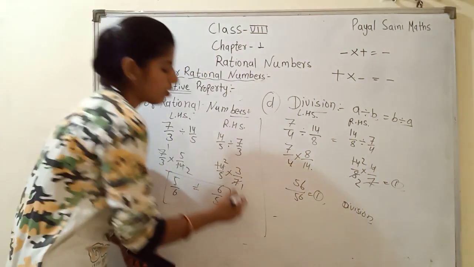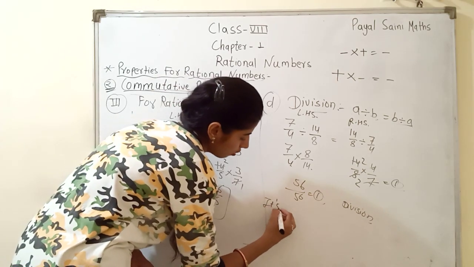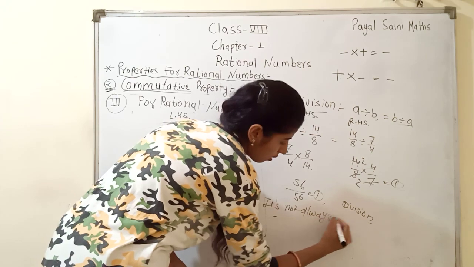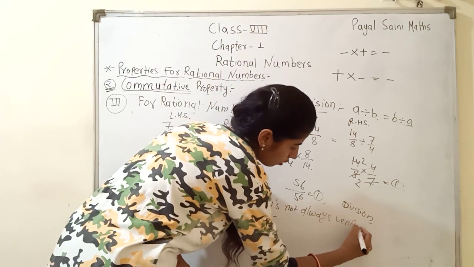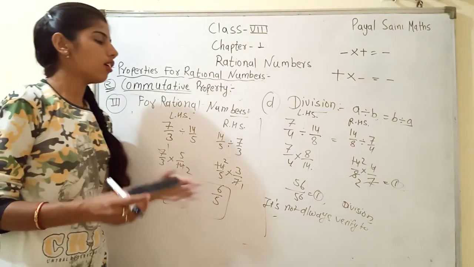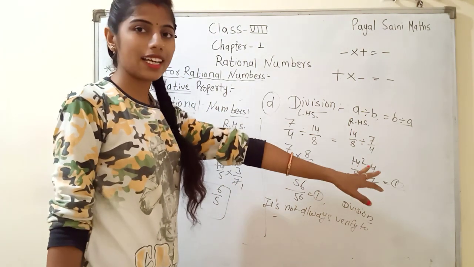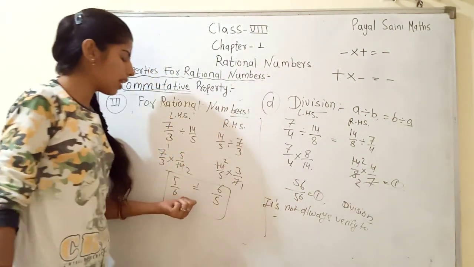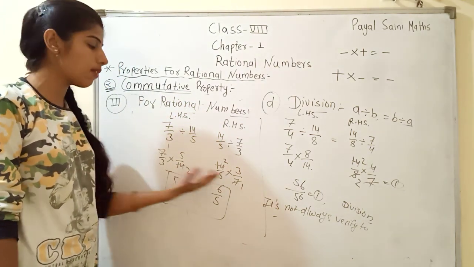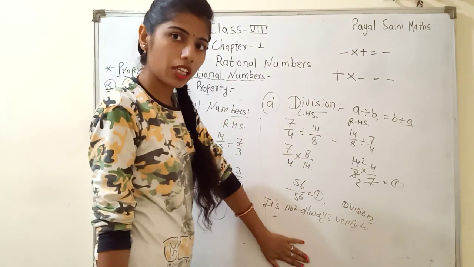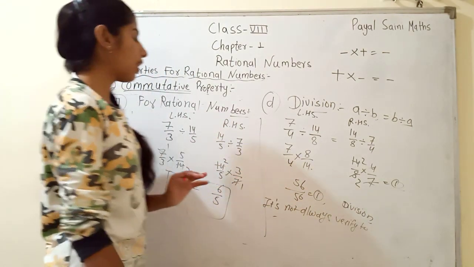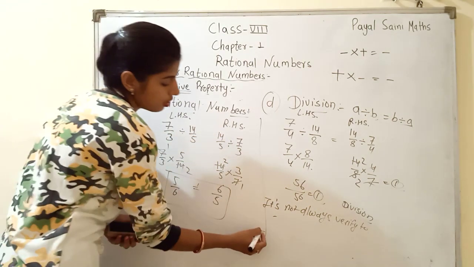Then we can write it's not always verified for the commutative property. You can say that ma'am, in the first and second examples it verified, but in the third example it is not verified. Then what is our conclusion? It's not always verified. Sometimes it's verified and sometimes it's not verified. Like that, your commutative property is completed.